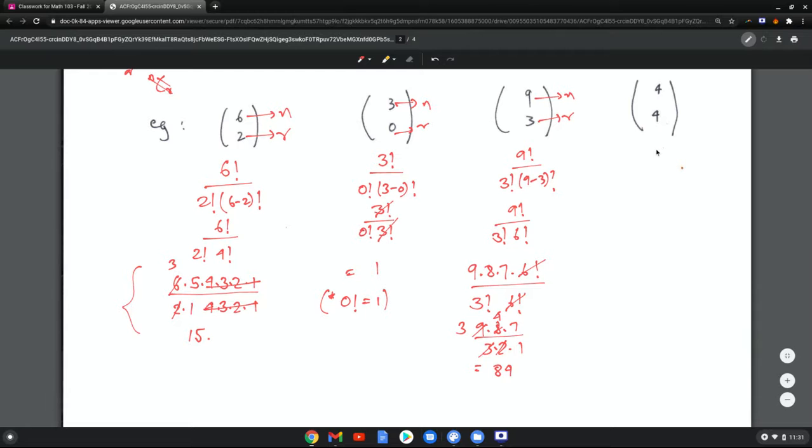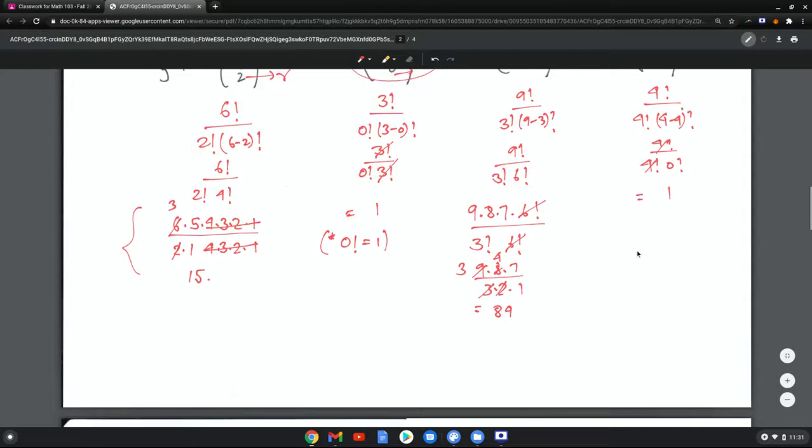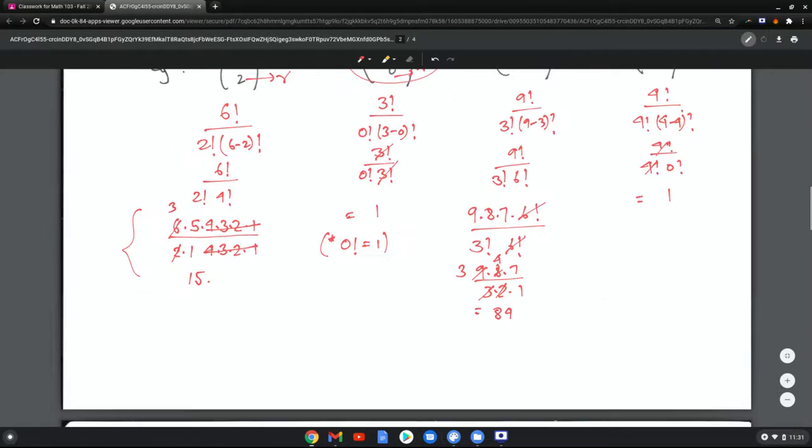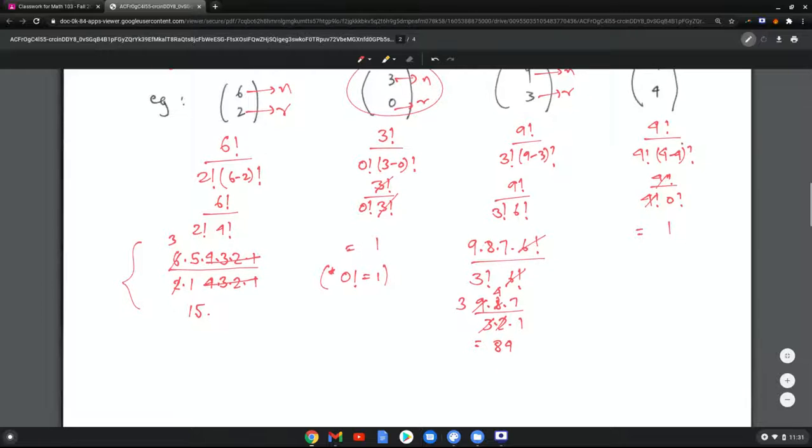And lastly, 4, 4 gives me 4 factorial over 4 factorial times (4 minus 4) factorial, which is 4 factorial over 4 factorial times 0 factorial, which is 1. So you notice that if this bottom one is 0, then you get 1. If they're both the same, then also you get 1. So we're going to combine the two ideas and present the binomial theorem in the next video.